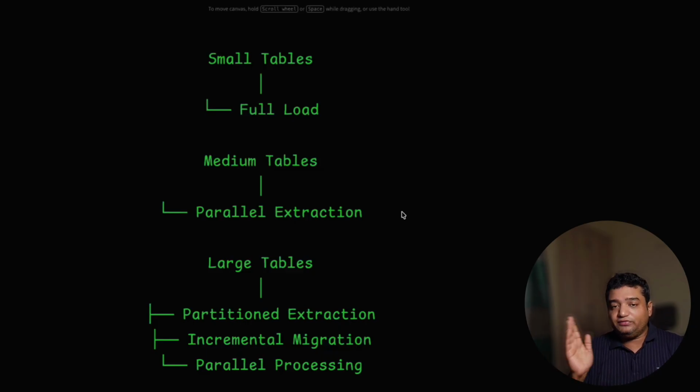In larger tables, we have to think about partition extraction. Which partition do we need to extract first? There, we also have to look into incremental migration. Incremental migration means today I load 2 GB of data, tomorrow I will load another 2 GB of data. So incremental, phase-wise migration has to be done if your data volume is large for a particular table. And obviously parallel processing will be there. Parallel processing is similar to parallel extraction.